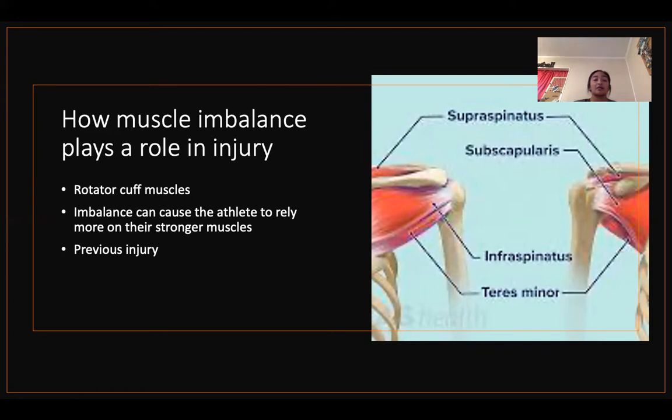This imbalance can cause the athlete to rely more on their stronger muscles. This can cause the weaker muscles to get even weaker, and it just becomes a continuous cycle. Previous injuries can also have an effect. They can leave injured muscles specifically in a weaker, more vulnerable state, causing an imbalance to occur at a higher rate.